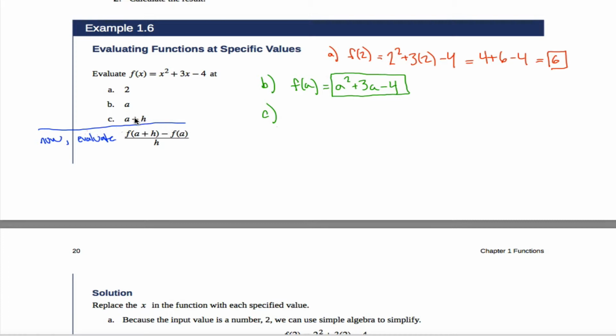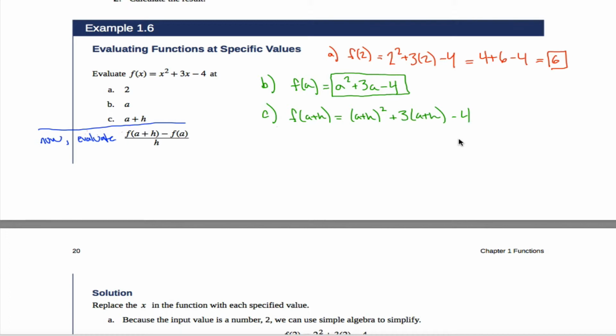What it's saying here is that your input is this expression now. So I could put numbers into functions. I could put constants, letters into functions. I can also put expressions, something like a plus h, into a function. That might seem strange, but really I can just follow the same blueprint. Everywhere you see an x, instead write a plus h. So now it's a plus h that's being squared. And from that I want to add whatever 3 times a plus h is equal to. And from that I want to subtract 4.